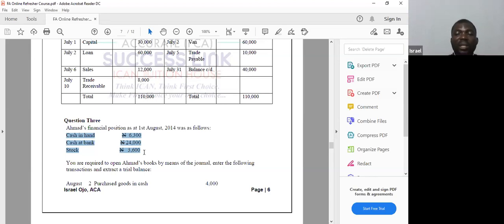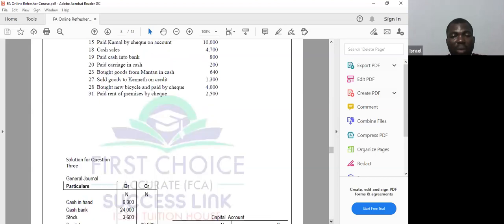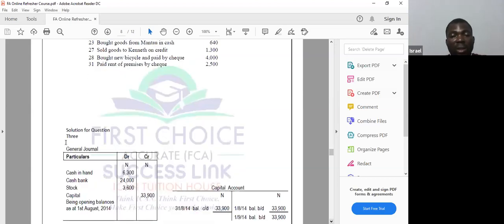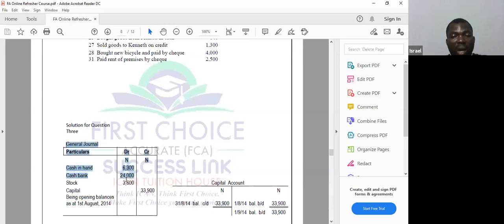Now, with that being said, let's move on to the next one. Let me show you the ledger that you're going to prepare, the general journal that we can have here. We have these three pieces of information given to us, which are all current assets: cash in hand, cash at bank, and stock. So they are on the debit side. Then we move to the credit side, which will be the capital. So we raise a journal to balance the two together, because the left-hand side has to be the same as the right-hand side when it comes to financial position. And the purpose is that the balance is the opening balance as at 1st August 2014.